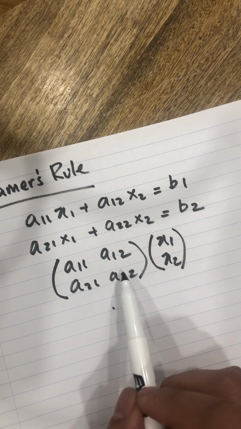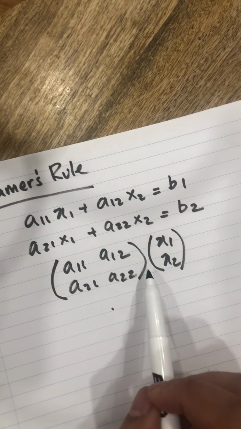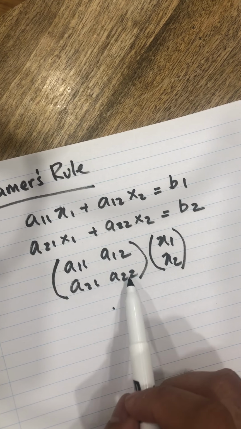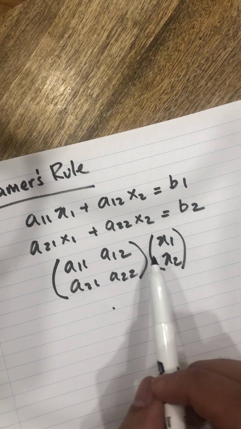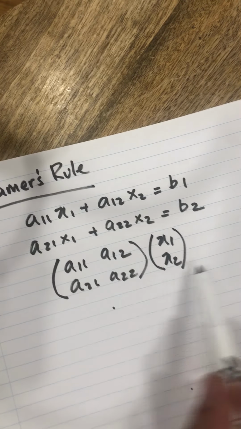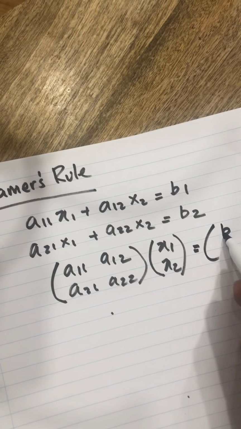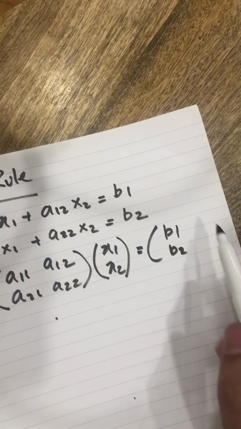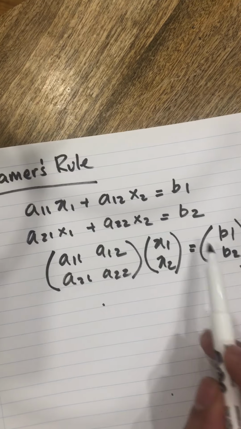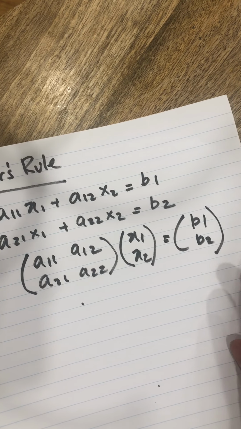So if you remember the matrix multiplication, if you do a matrix multiplication, you're going to see that this gives you these two equations. And then you can write this equal to another matrix, b1, b2, which is the results. So you can just take all these numbers and arrange them and put them in the matrix form.